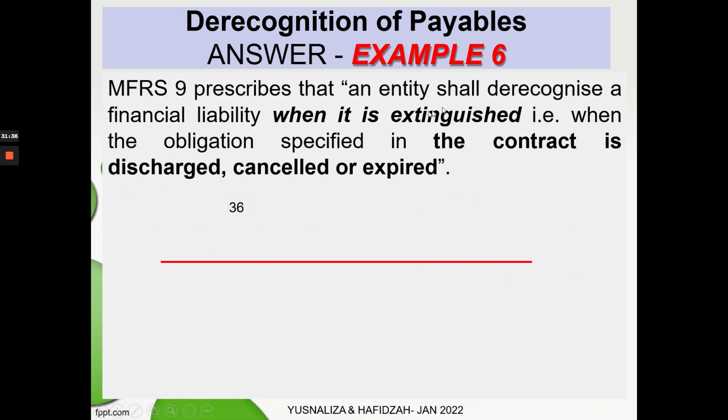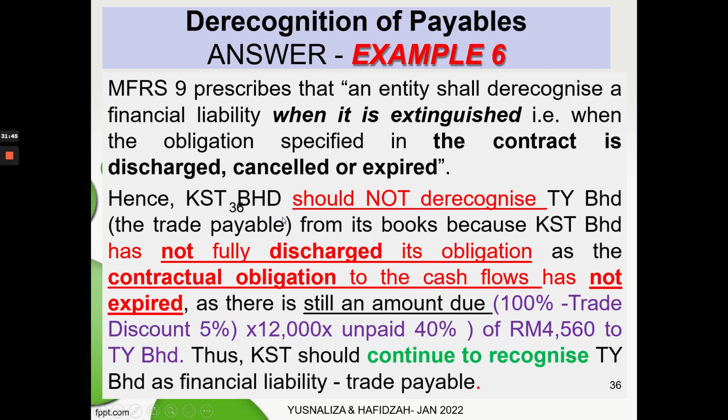Entities according to MFRS 9 shall derecognize when it is extinguished, normally when the obligation specified in the contract is discharged, cancelled, or expired. So in our case, we cannot derecognize TY from the books because KST has not yet fully paid or fully discharged its obligation. As the contractual obligation has not expired, it will only expire somewhere in January year 10, and there is still an amount due which is 40% of 12,000, which is 4,560, to TY Bhd.